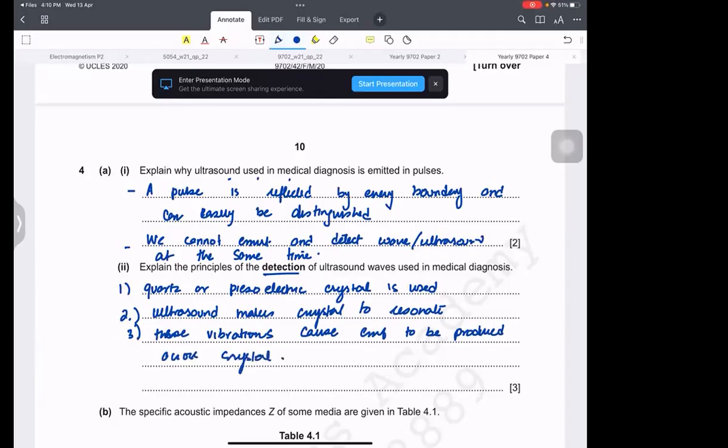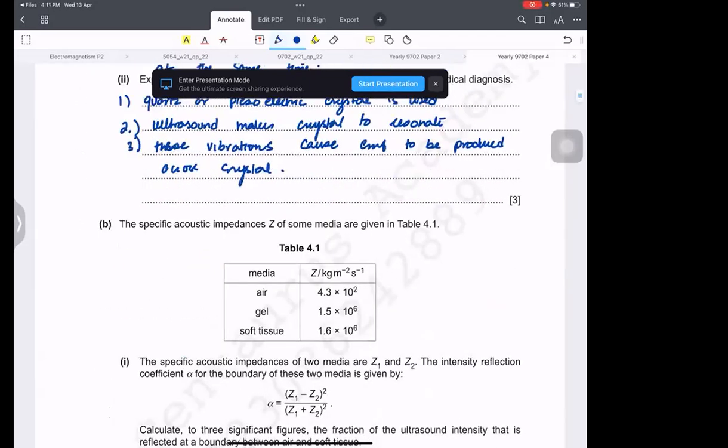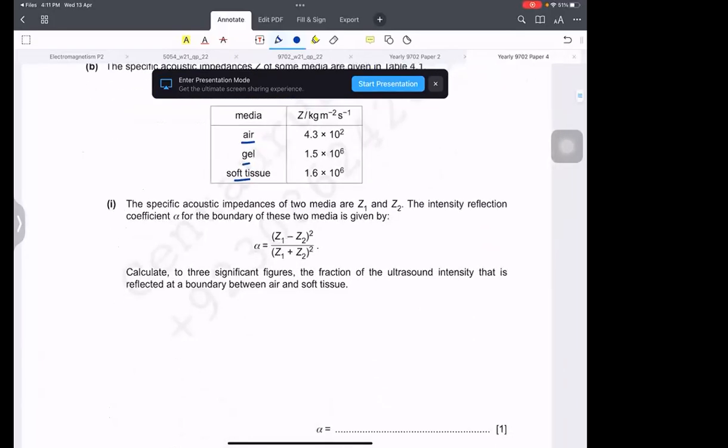If he had said how it is produced, then you would write quartz and piezoelectric crystals use EMF is applied, or potential difference is applied, which causes the crystal to resonate. Then you write, hence ultrasound, the vibrations to and fro causes ultrasound to be produced, like that. Okay. Remember that. Up, this is air, gel, soft tissue.